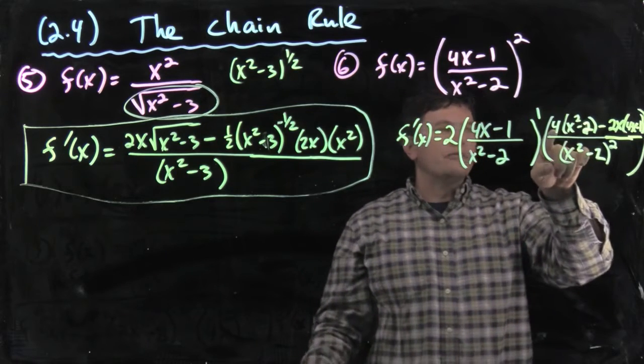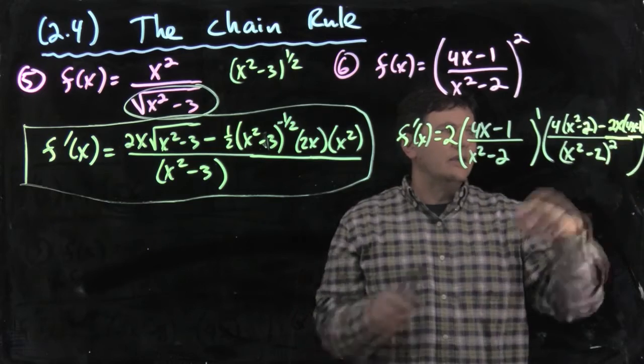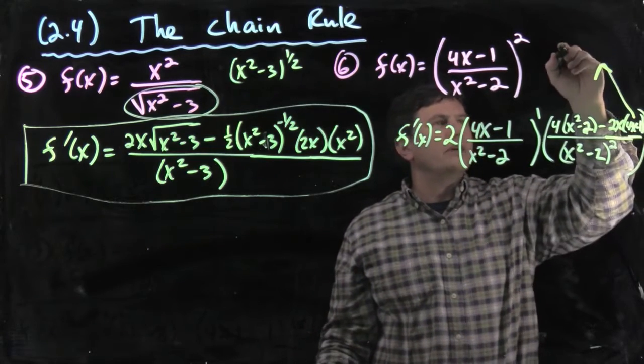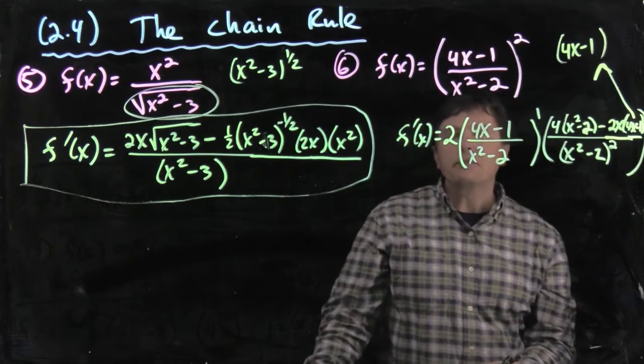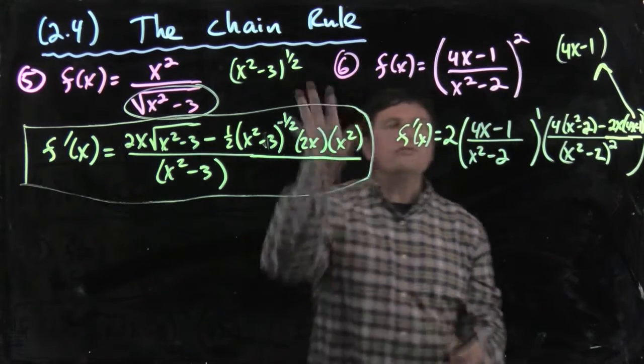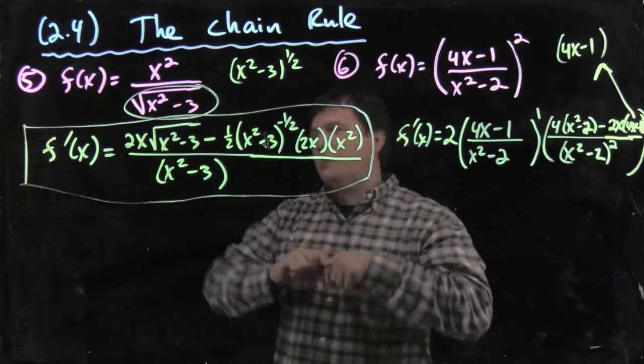So we have 4, the quantity x squared minus 2, minus 2x, and then that is, let me put that up here in case you can't see it, 4x minus 1. You should be able to see the rest of it. Okay, so let me point out to you, both of these involve chain rule and quotient rule, but the order in which I applied them was different.